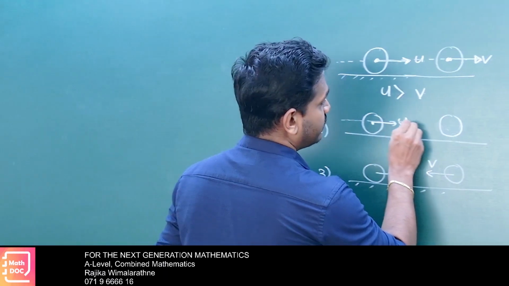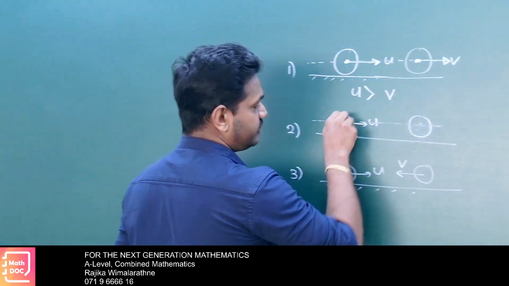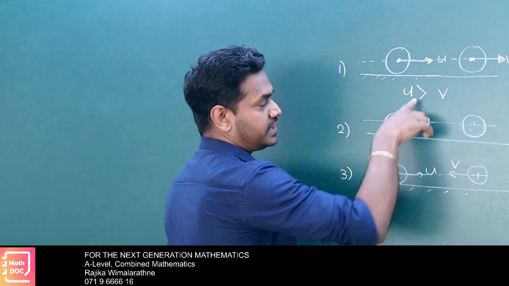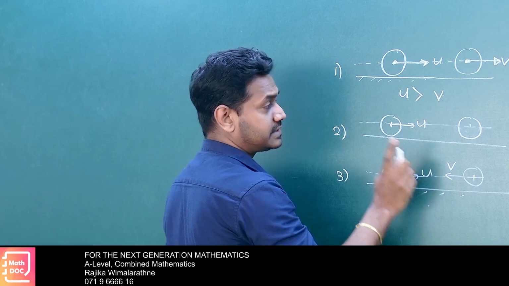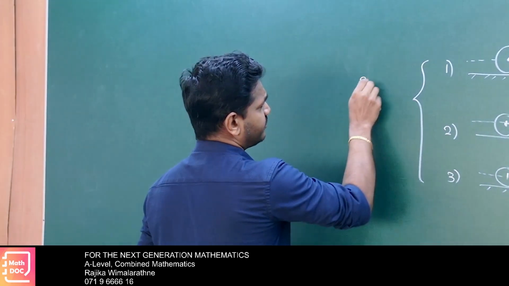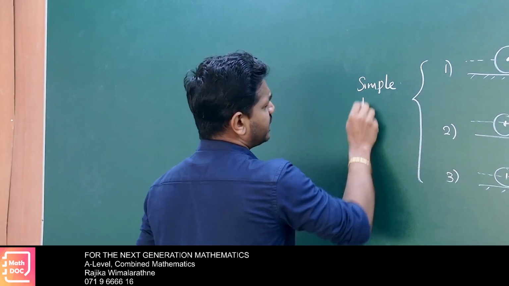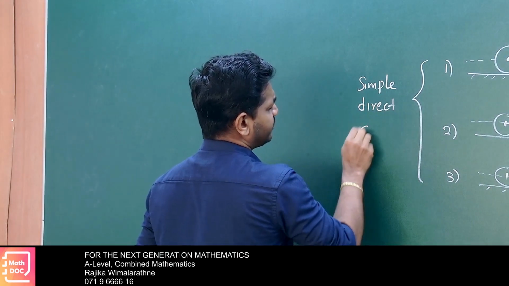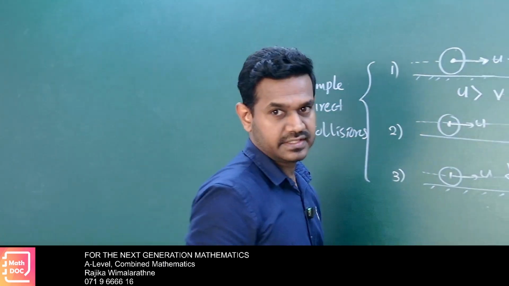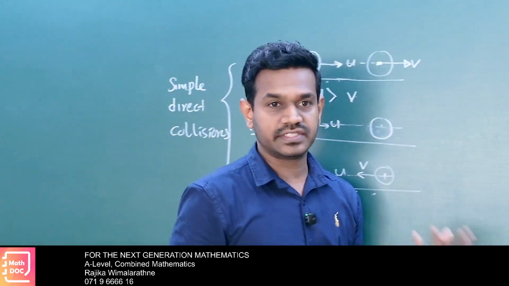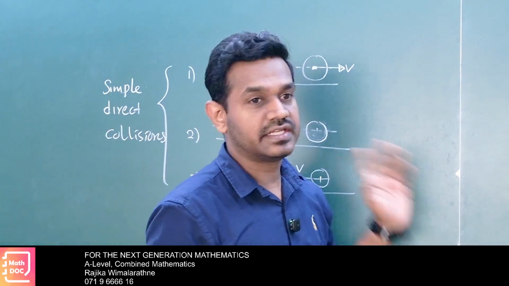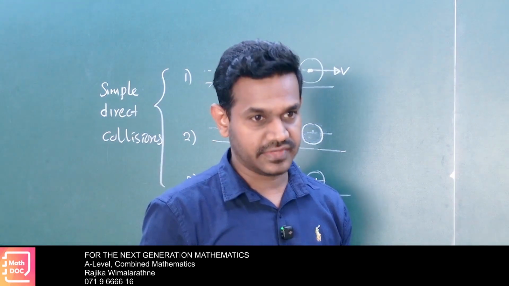Therefore, the velocity is always along the line joining the centers. Here they collide, here they collide, here they collide. All these we call simple direct collisions. After the collision, their velocities can be different, no? So we're going to find the after-collision velocities.